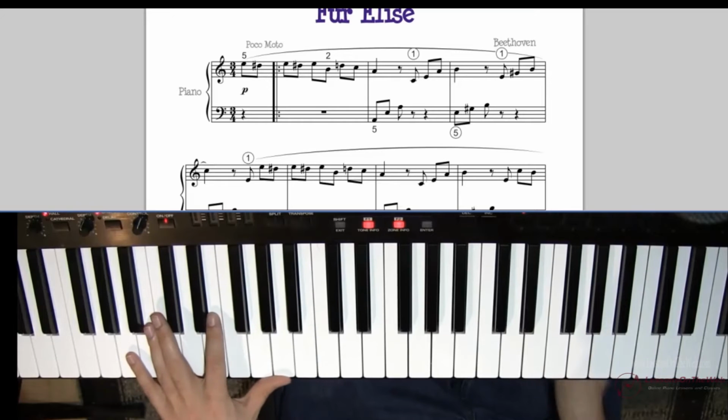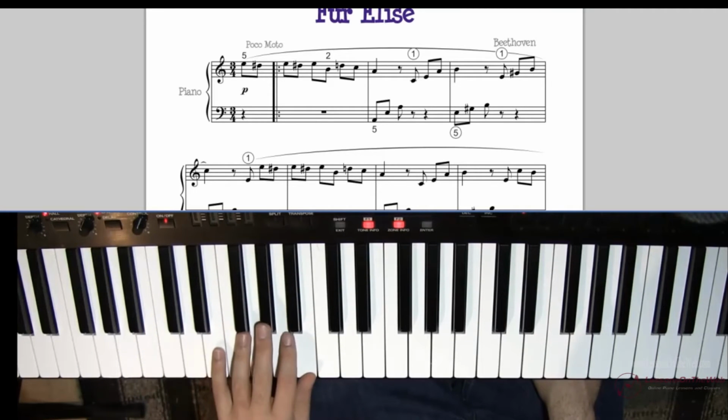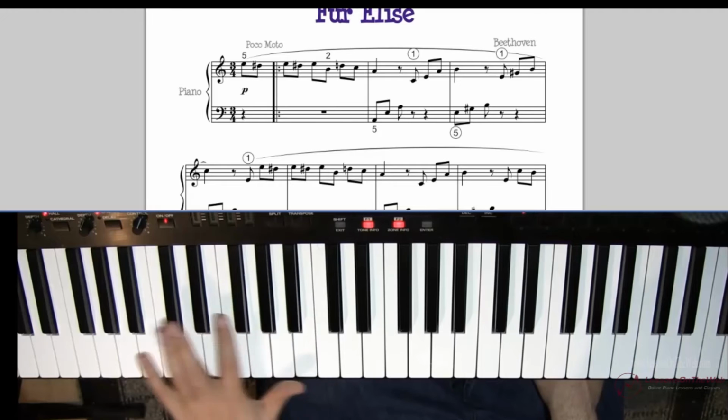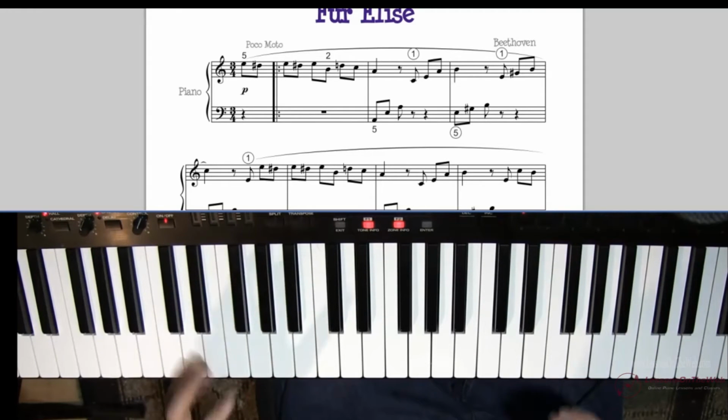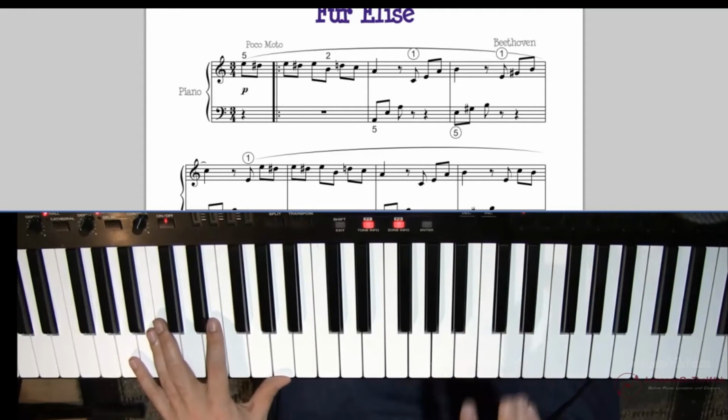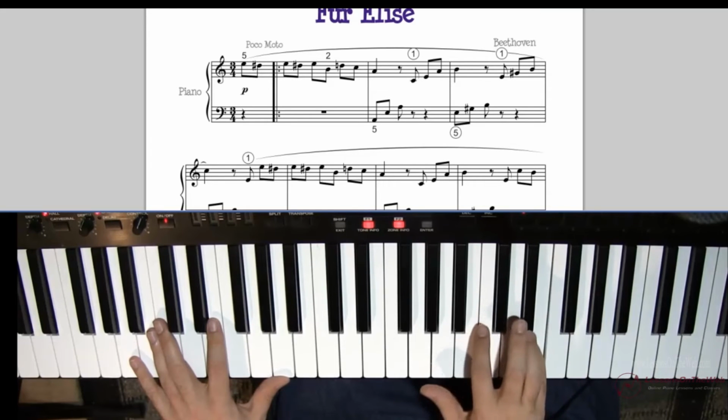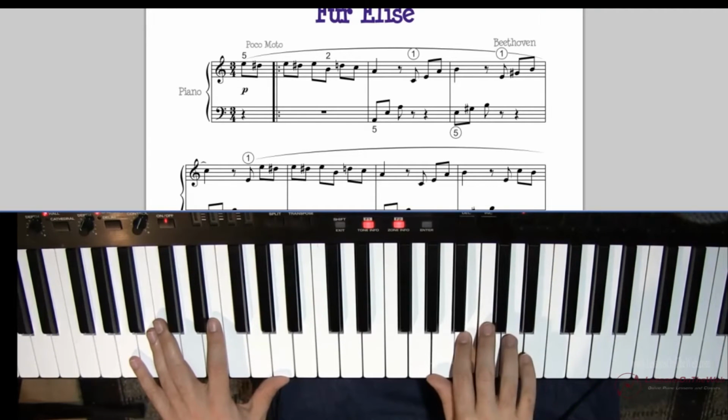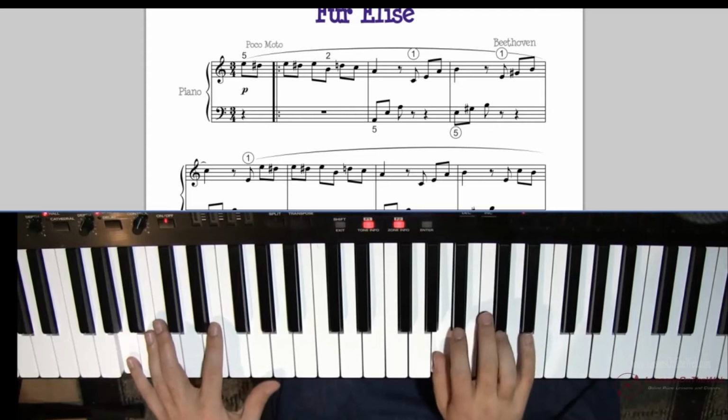So counting this out, obviously the first incomplete measure and the first complete measure have nothing. So it's going to go 3 and 1, 2, 3, 1 and 2 and 3 and 1 and 2 and 3 and. So that's all there is to it. Let's try to put it hands together. Obviously when you start hands together, you want to go slow. You may need to go way slower than I do.